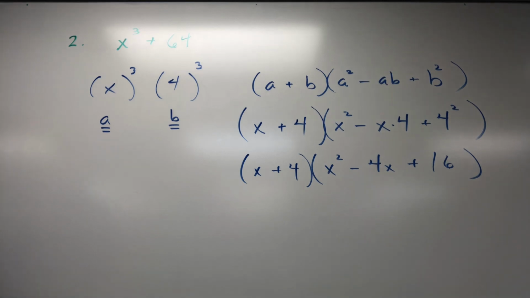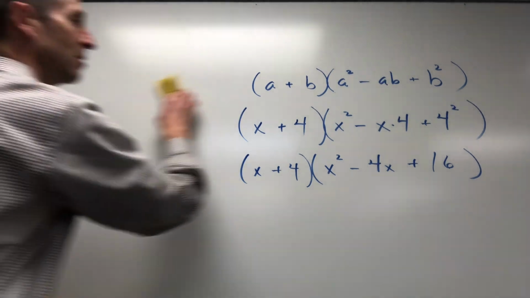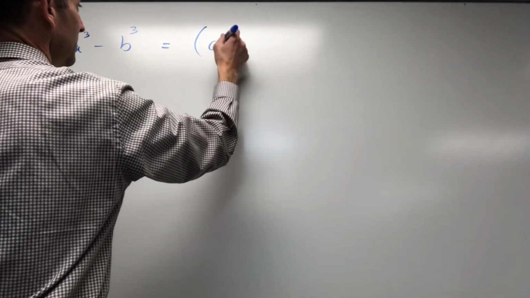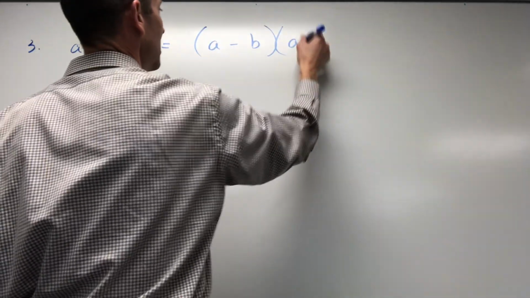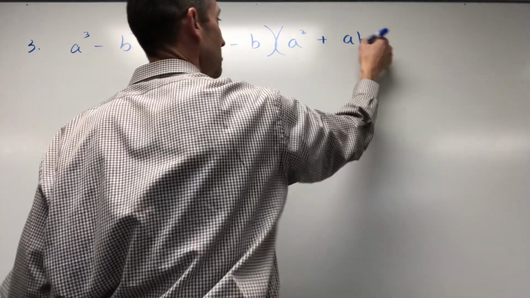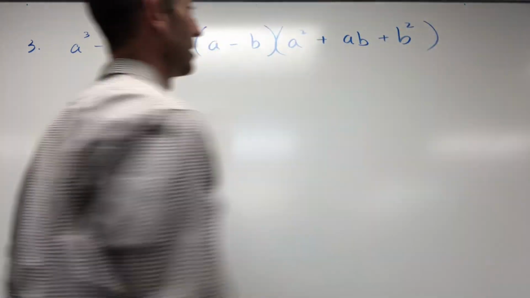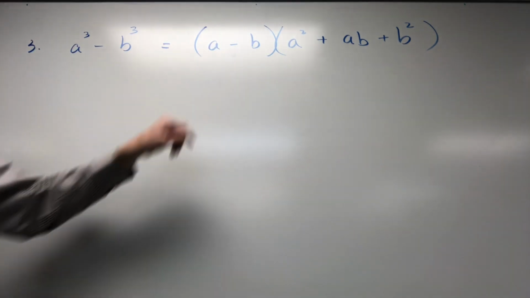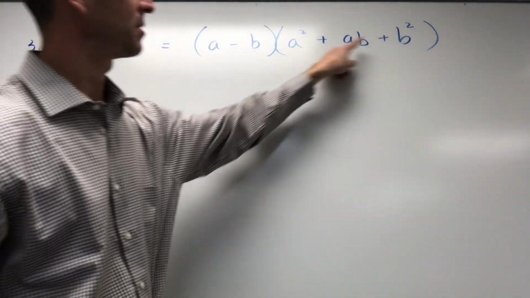All right, let's do a difference of cubes. Okay, difference of cubes, that was number 2, so this is 3. A to the third minus b to the third. Formula looks like this. A minus b, a squared plus ab plus b squared. All right, so when this is a minus, that's a minus. So minus here, plus, plus.